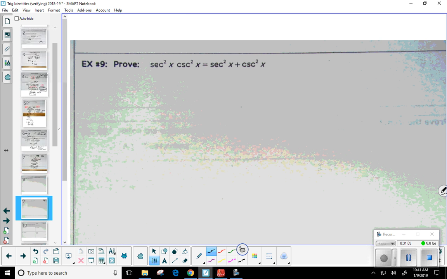All right. Secant squared, cosecant squared equals secant squared plus cosecant squared. Okay, this one I'm going to go ahead and give you 5 minutes. We're going to do the same thing, at the end of which we'll get another person up here to go ahead and help us out.